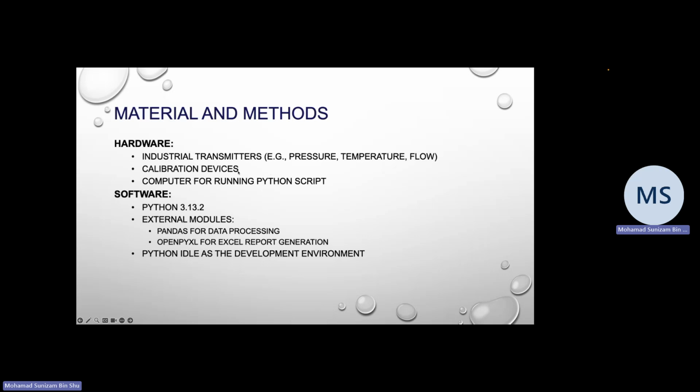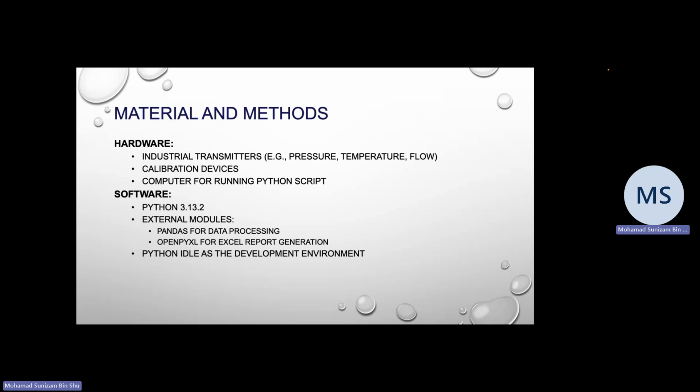For the software, we are using Python 3.13.2, and the external modules for this project are Pandas for data processing. The reason we use Pandas is for handling and processing calibration data in a structured format, and it enables easy data manipulation, filtering, and error analysis. It also allows efficient data storage using data frames for processing large sets of calibration records.